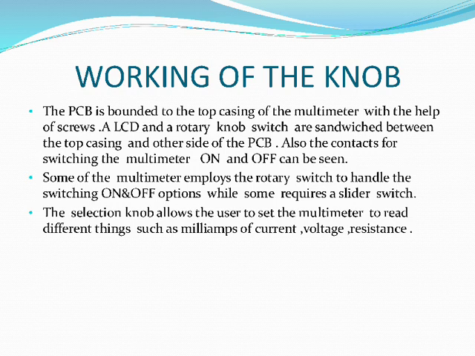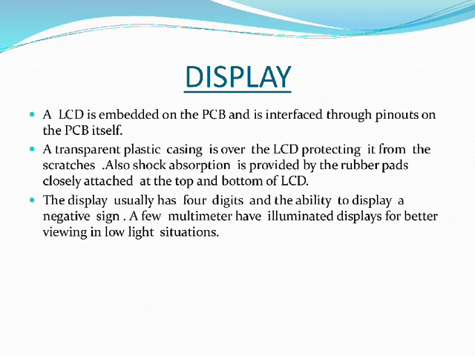The next topic is display. The display in a digital multimeter is an LCD embedded on the PCB and it is interfaced through pinouts on the PCB itself. A transparent plastic casing is over the LCD protecting it from scratches. Also, shock absorption is provided by rubber pads closely attached to the top and bottom of the LCD. The display usually has 4 digits and the ability to display a negative.